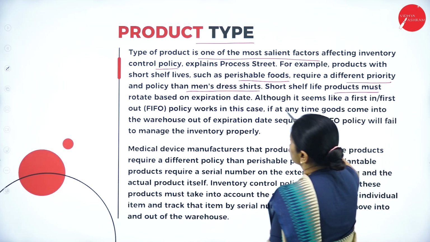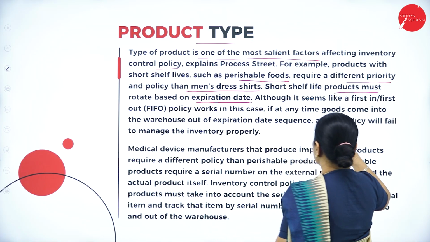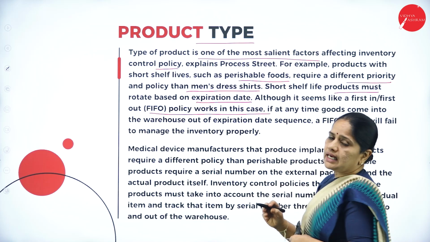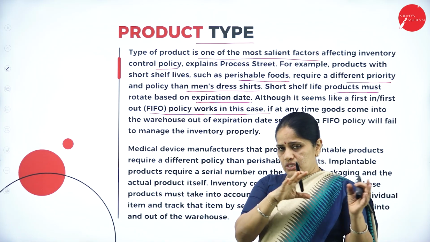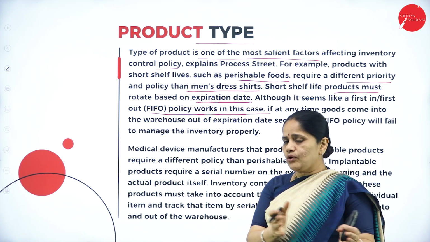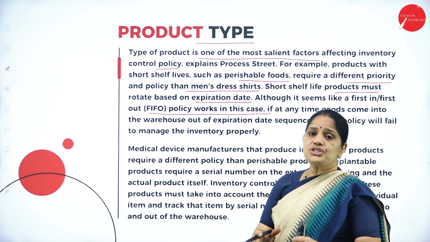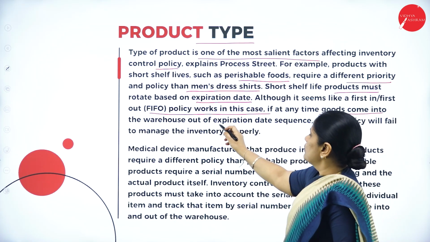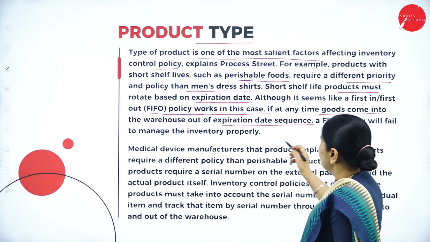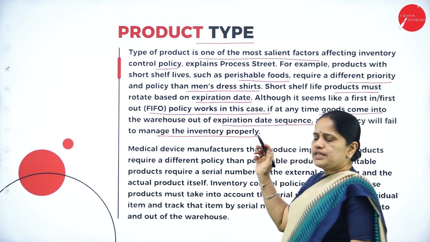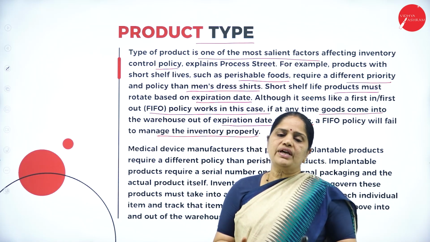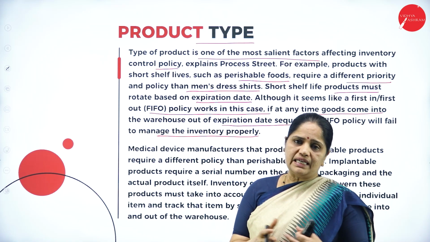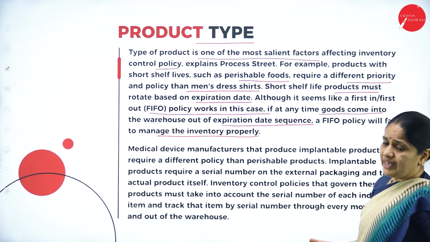Short shelf life products must rotate based on the expiration date. Although it seems like a first in, first out policy, that is the FIFO policy, works in that case. If it is a perishable good, those goods which come in first will be going out first, so that before it perishes, it has to reach the hands of the consumer. If at any time goods come into the warehouse out of the expiration date sequence, a FIFO policy will fail to manage the inventory policy. So, if the sequence fails, or they don't follow the FIFO policy properly, then the things will all be spoiled very, very fast.